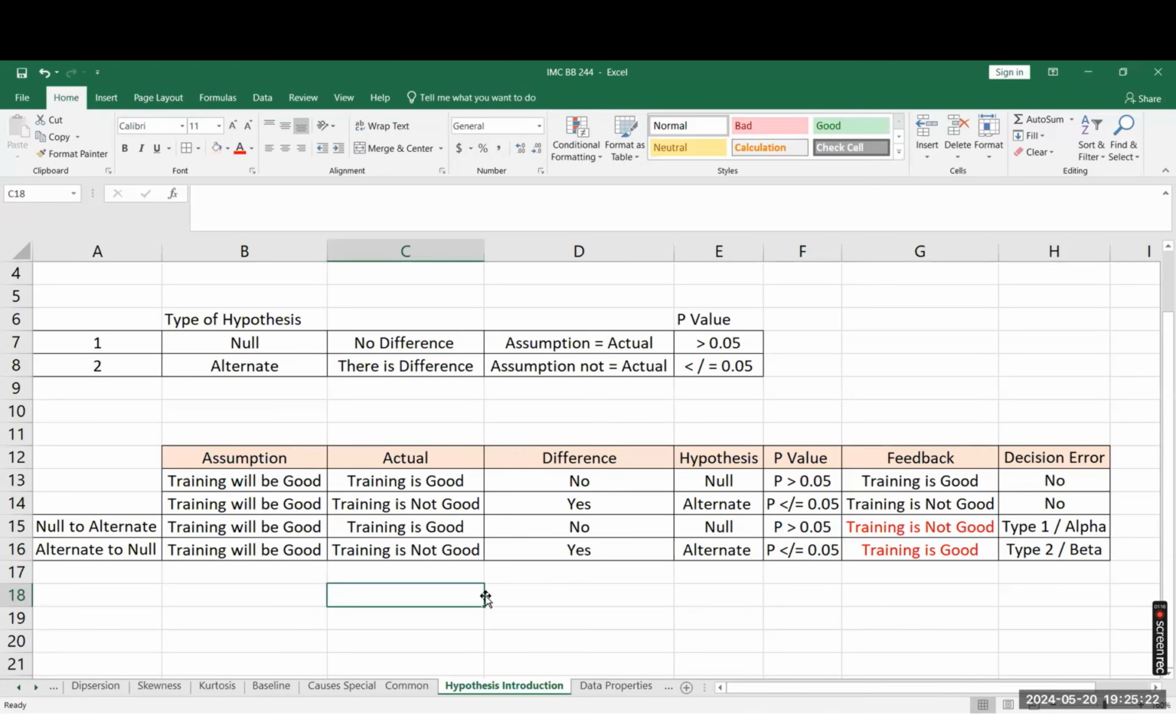Question? Gulistan, you want to speak? Yes, sir. I have understood all which you explained, but for the last two things, when we are getting this feedback, how will we come to know that this feedback is as per the null to alternate or alternate to null? And how will we decide that this feedback is like this?